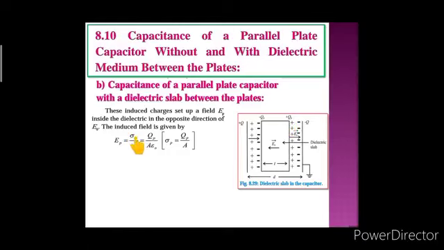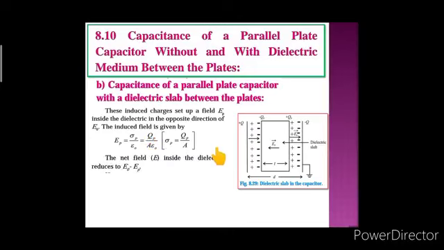Now this sigma P is the surface charge density of the polarized charges, so it is QP upon A. Sigma P is equal to QP upon A, where QP is the polarized charge on the dielectric slab. So the value of EP we can write as sigma P upon epsilon naught, which is equal to QP upon A epsilon naught.